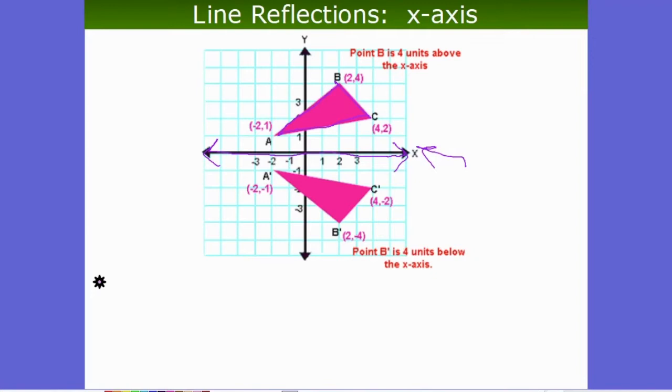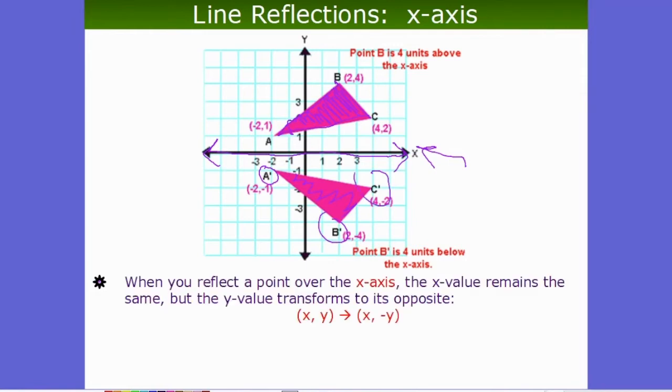So I like to think about it as if I took some ink and colored all that in, and then when I folded, it's the image that would show up from that fold. The ink would go onto the other side. And I know this is the image because it says A prime, B prime, C prime. So we have rules to help us do this.